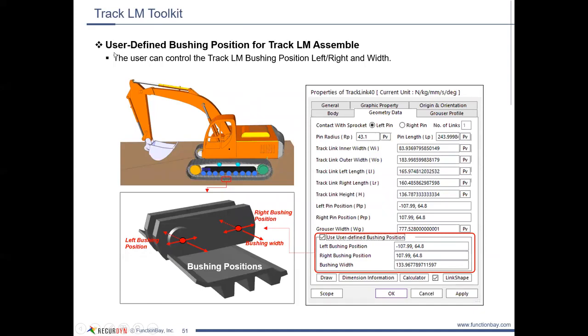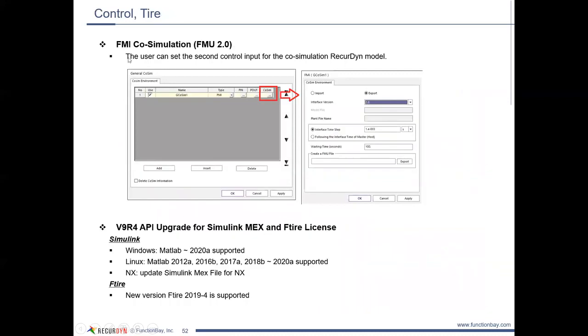There's now the ability to define a user-defined bushing position in TrackLM. So in the past we've had this left pin, right pin position here, but you can click to use the user-defined bushing positions, and then also define this notion of a bushing width. So that just allows these models to be defined more precisely.